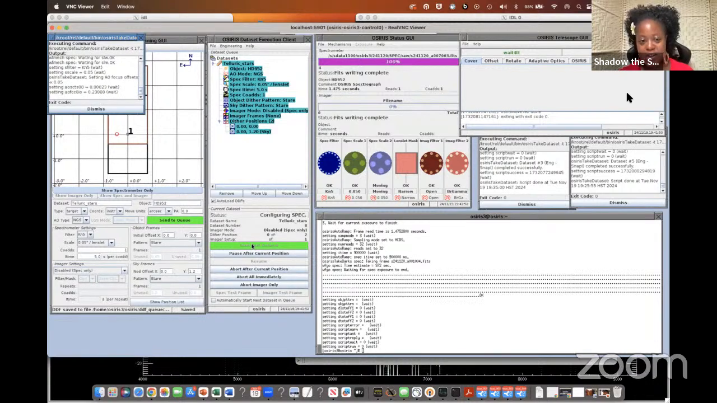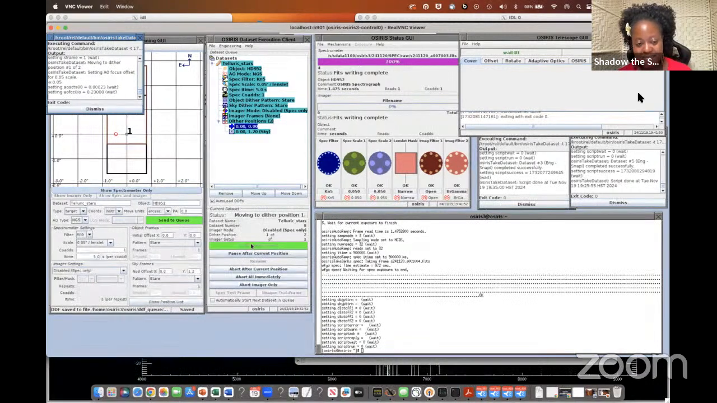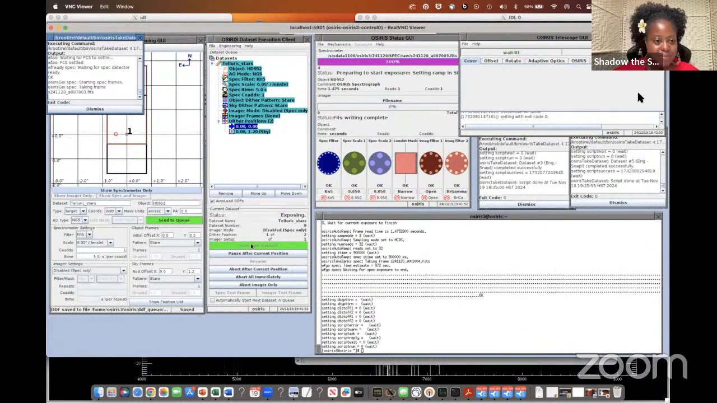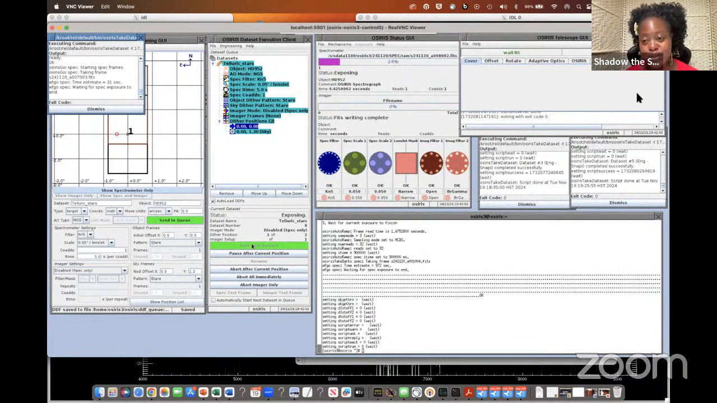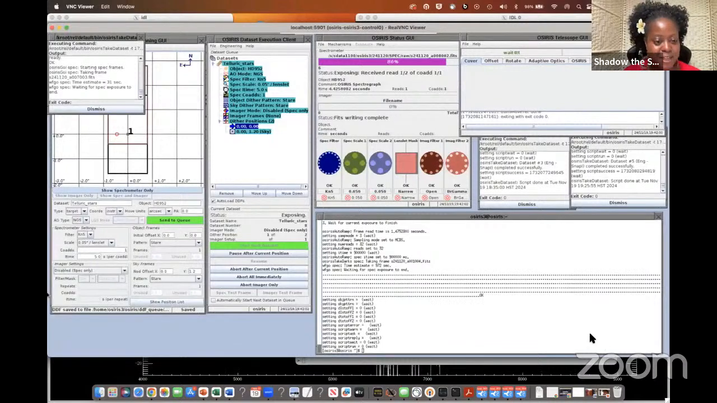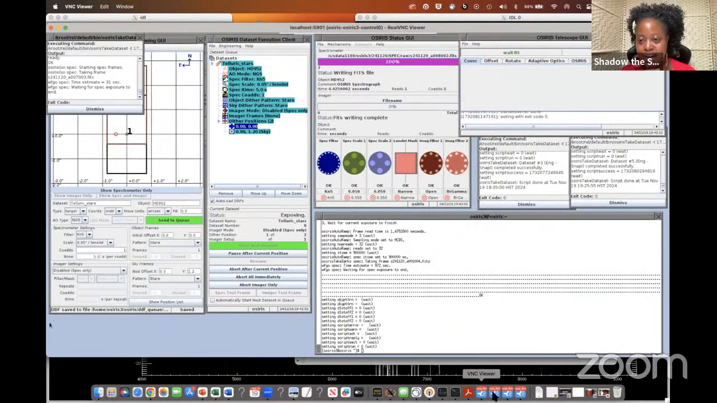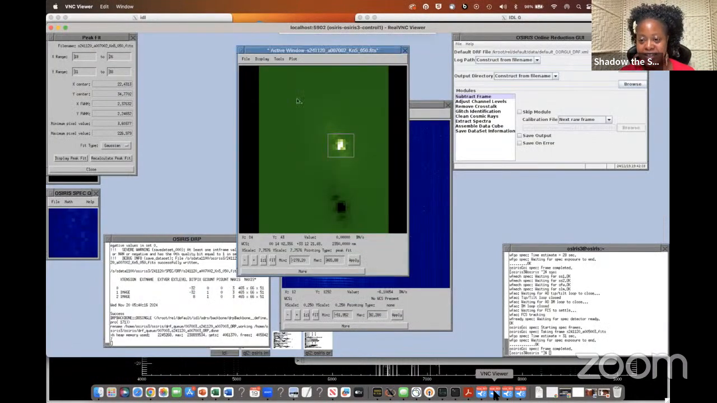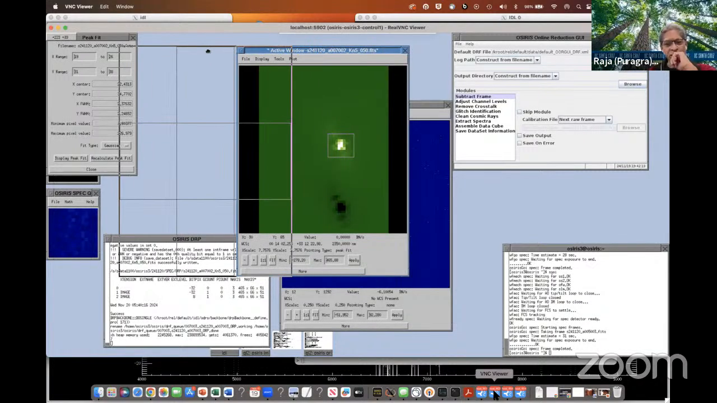Now, observations are already underway, and Raja is getting ready to share with us some of the screens that are being used during the observations at the Keck Observatory. Now, Raja, I believe you are actually here on the Big Island, correct? I'm on the Big Island, exactly.